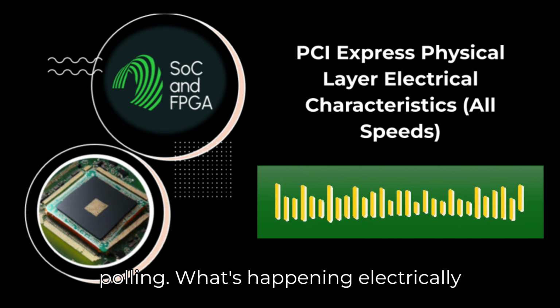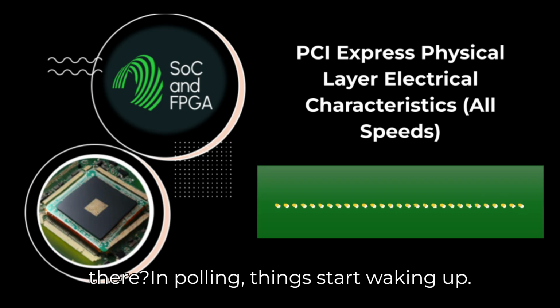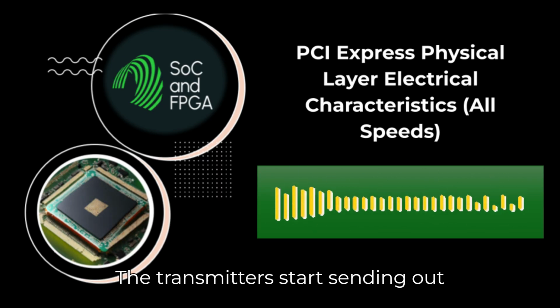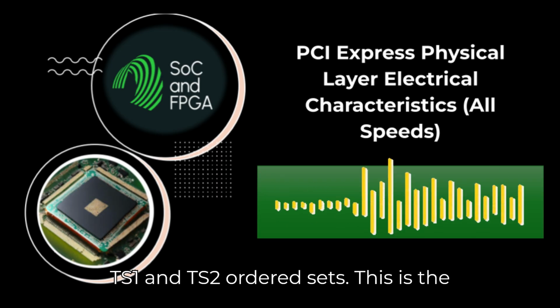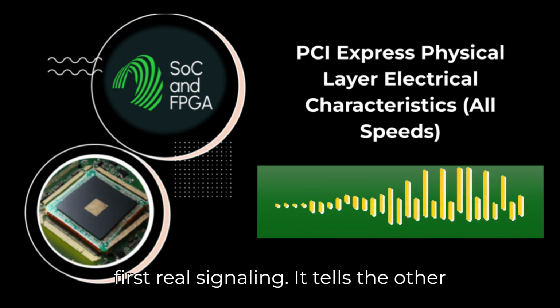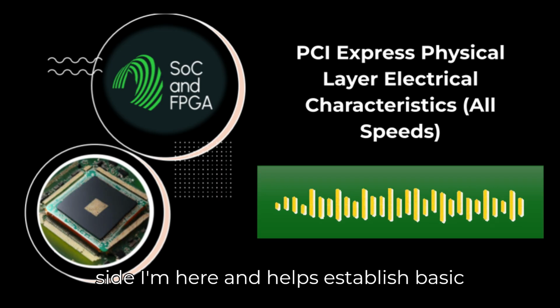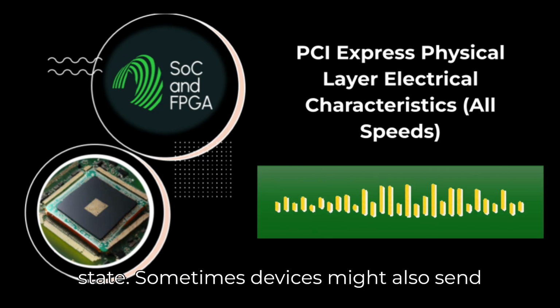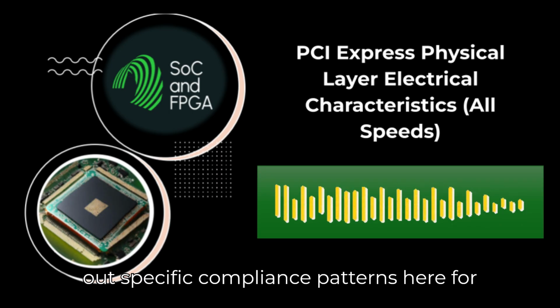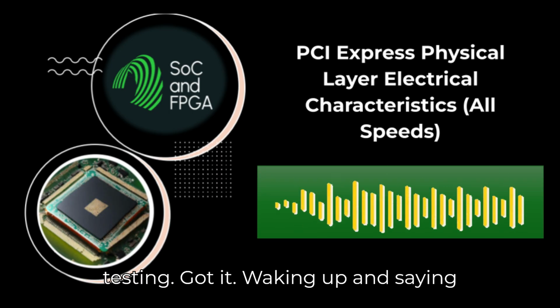Okay, polling. What's happening electrically there? In polling, things start waking up. The transmitters start sending out special patterns called training sets, TS1 and TS2 ordered sets. This is the first real signaling. It tells the other side, I'm here, and helps establish basic communication. This is when the link exits the low-power electrical idle state. Sometimes devices might also send out specific compliance patterns here for testing. Got it. Waking up and saying hello.